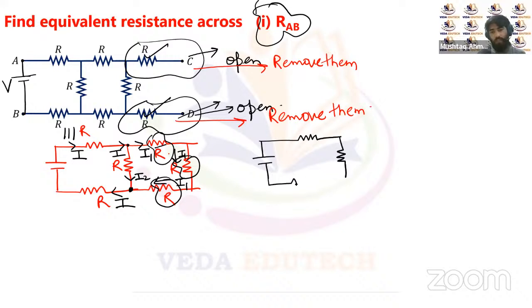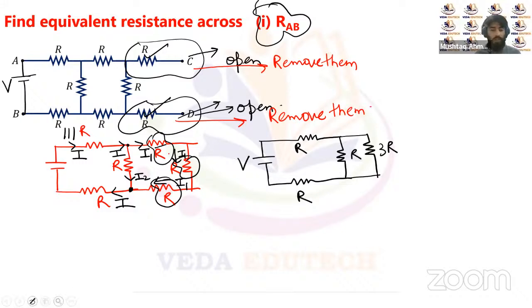So these three resistors will be in series, and we can write their equivalent. Their equivalent will be R plus R plus R, that will be equal to 3R. So this is 3R. This is R, and this is also R. And this is the battery V.